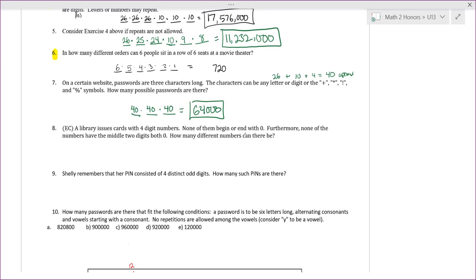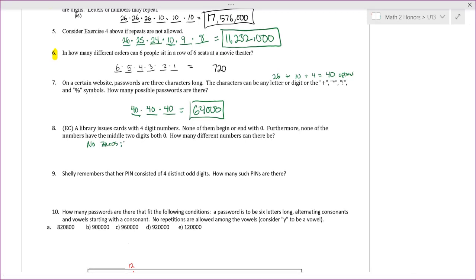And so the way I handled this is I split it into 3 cases. The first case, let's assume that we have no zeros at all. Okay, because that can happen. And these are 4-digit numbers, and we're just going to look at what we can get with no zeros.